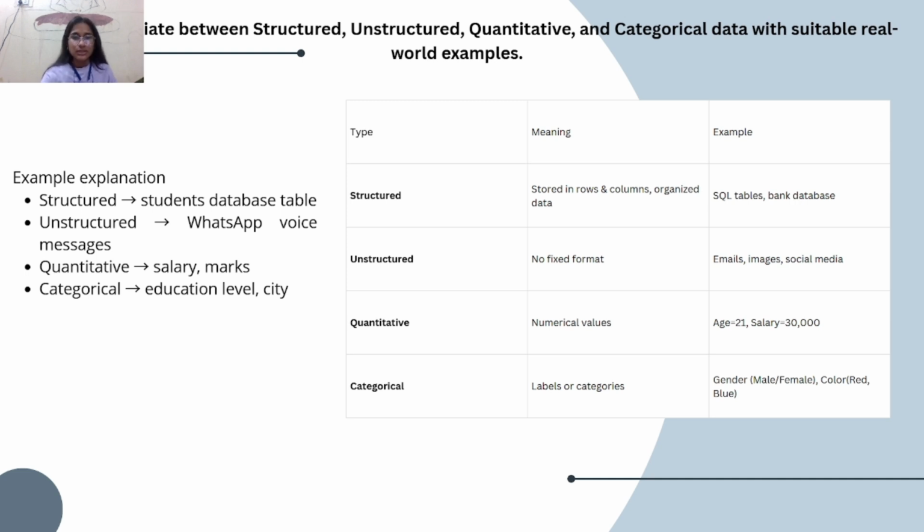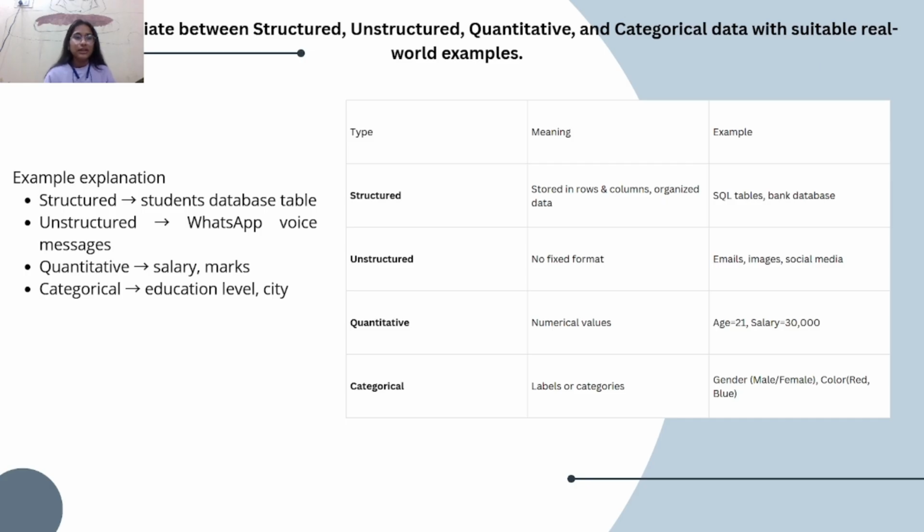Basically, what is structured data? Structured data means organized data stored in rows and columns, like a database or Excel sheet. It has a well-defined schema which is already predefined in the form of a table. For example, a student database table or a banking database in SQL. These are examples of structured data.